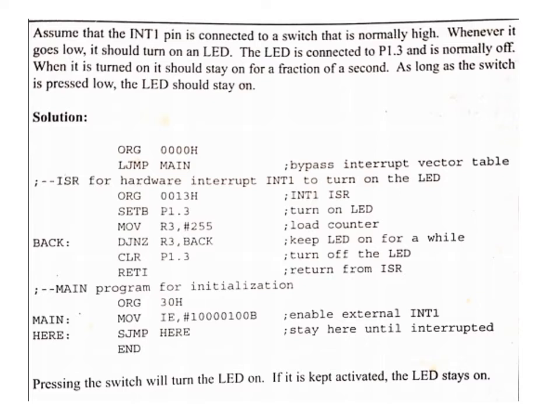Assume that the INT1 pin is connected to a switch that is normally high. Whenever it goes low, it should turn on an LED. The LED is connected to port 1 pin 3 and is normally off. When it is turned on, it should stay on for a fraction of a second. As long as the switch is pressed low, the LED should stay on. So first let us see which pins are used.